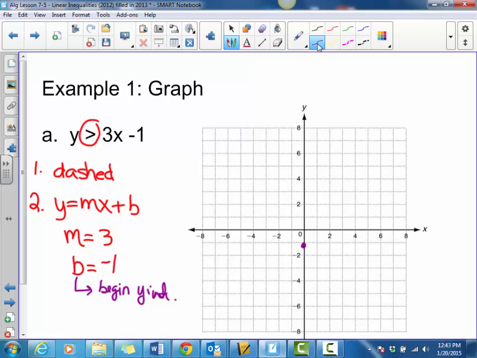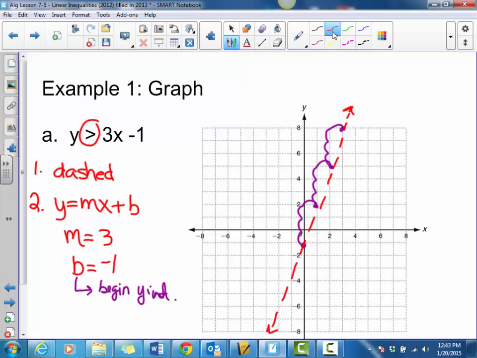Then my slope is 3. That's a positive 3. Up 1, 2, 3 over 1. I'm going to do that again. Up 1, 2, 3 over 1. One more time. Up 1, 2, 3 over 1. So now I have some very nice points. I need to remember that my line is dashed. Put arrows on the ends of my line.